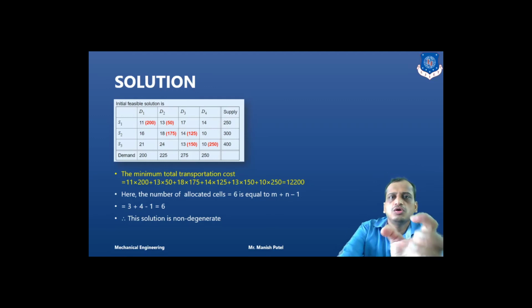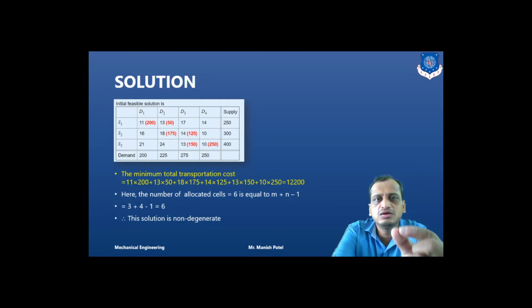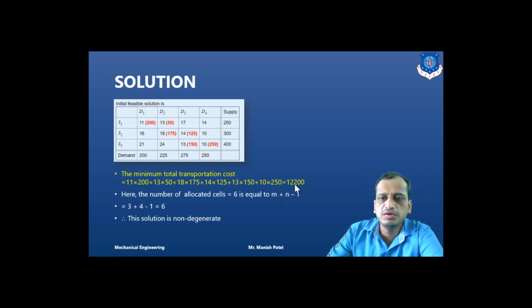And what is the minimum cost? Just multiply the individual cell cost from the cost matrix with the allocation, the number of units. So we will get the minimum transportation cost, which is coming out to be 12,200. Clear? So in this way, from the northwest corner method, we can easily find the solution for the minimum transportation cost.